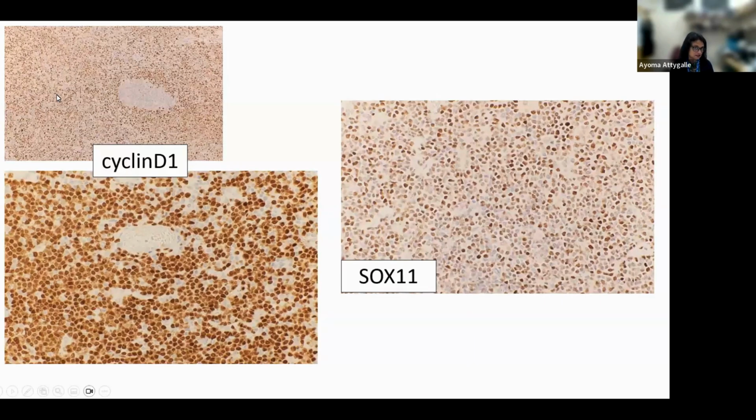So this is cyclin D1, and cyclin D1 is positive in the lesional cells, and you can see it coming up in this mantle zone pattern abutting this naked follicle center, which is negative for the marker. And there's another marker which is specific for mantle cell lymphoma, which is SOX11, which is a more recent marker, and this is also positive.